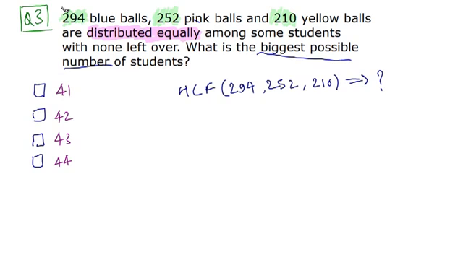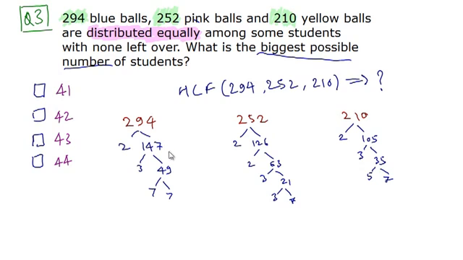Now let's find out by using prime factorization. And I have created this factorization tree for you. So the prime factors of 294 are 2 into 3 into 7 square. The prime factors of 252 are 2 square into 3 square into 7, and the prime factors of 210 are 2 into 3 into 5 into 7.